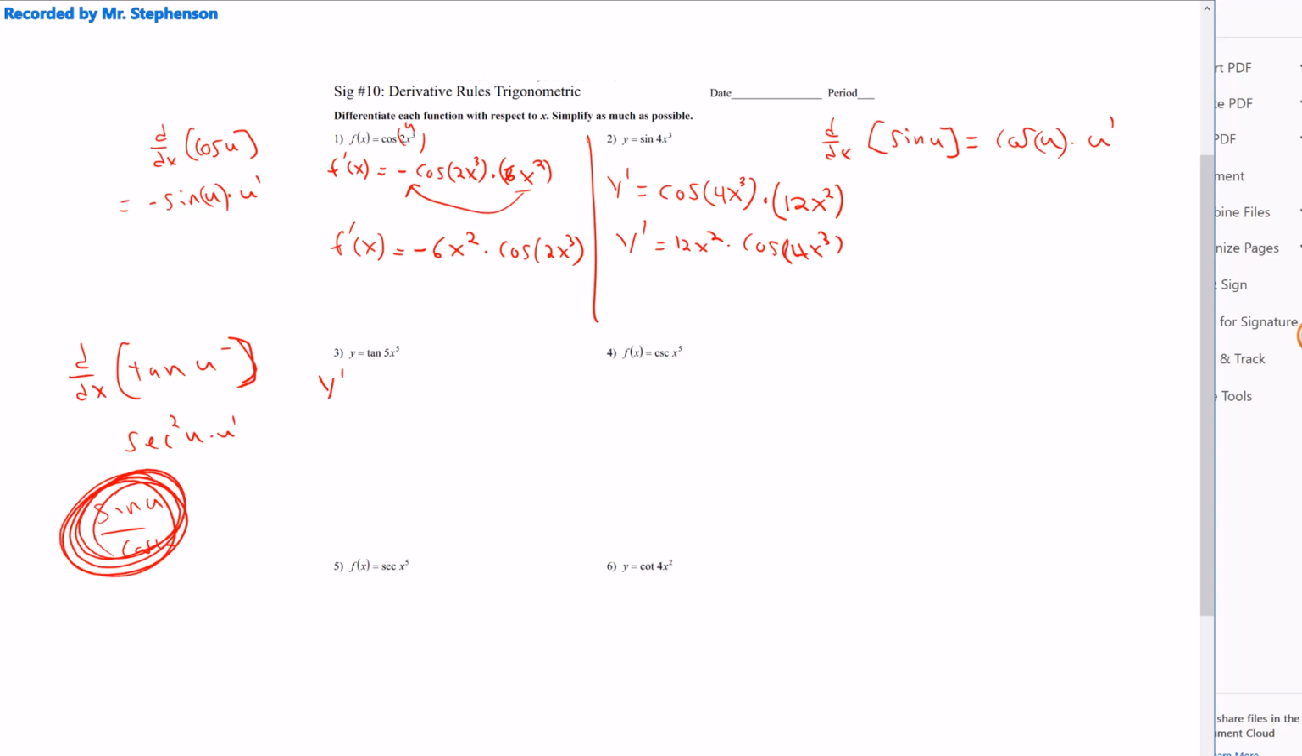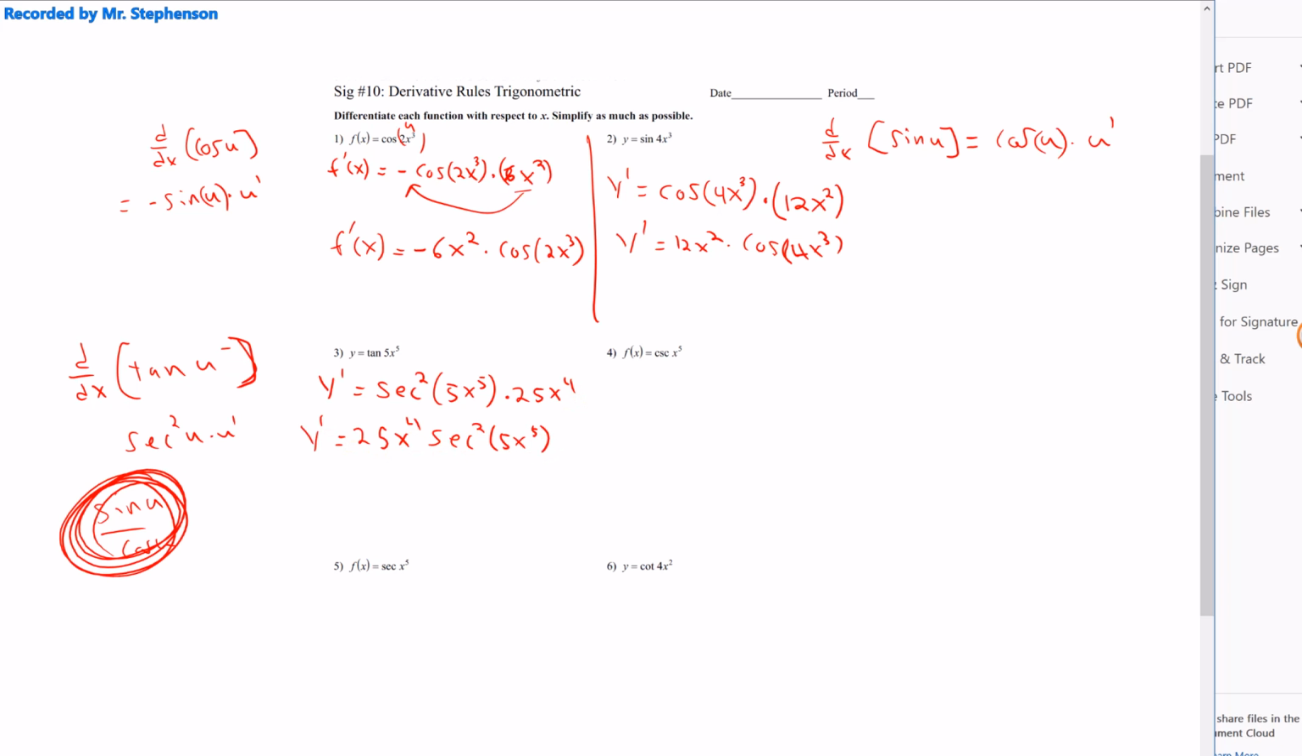So here we go. Y prime equals derivative of tangent is secant squared, same thing on the inside, times the derivative of the inside, which is 25x to the fourth. The only other thing we want to do is write this guy in the front. Let's write the polynomial term in the front. There you go. That's your answer.